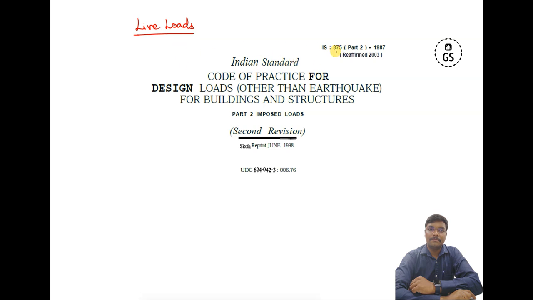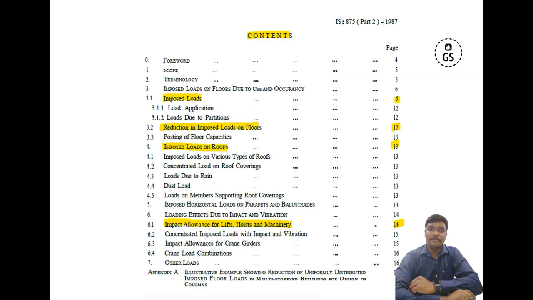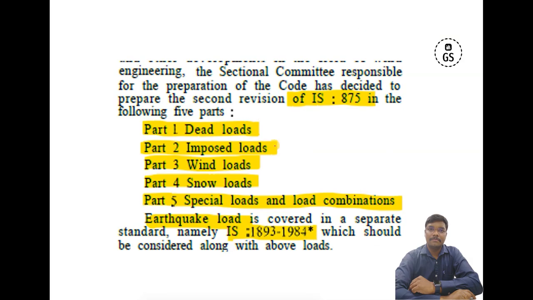The live loads discussion is given in IS 875 part 2. There are 5 parts in IS 875. The first part is for dead loads, and the second, which I will show you here, is for imposed loads, that is the live loads, which we are going to follow. The third part is for wind analysis, the fourth is for snow loads, and the fifth is for load combinations and special loads.